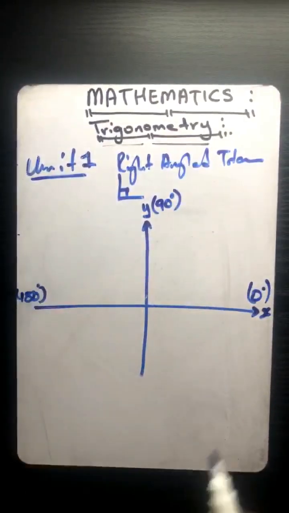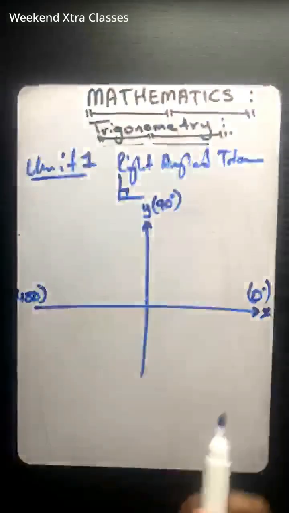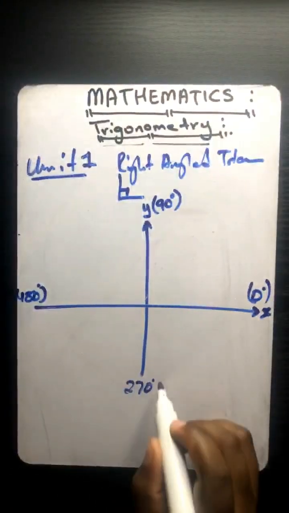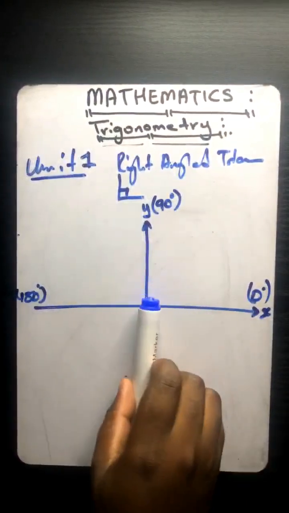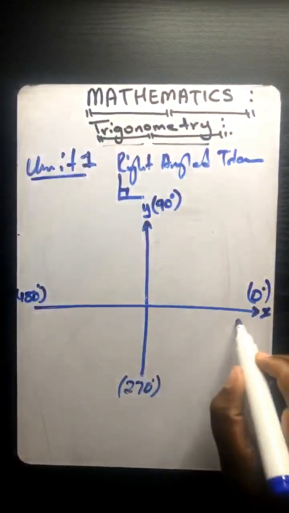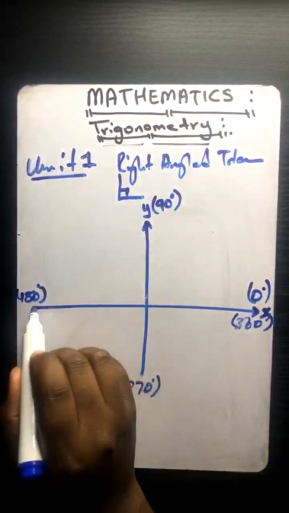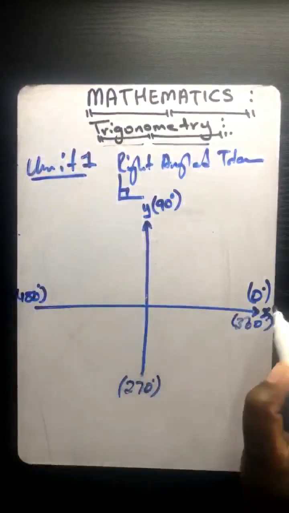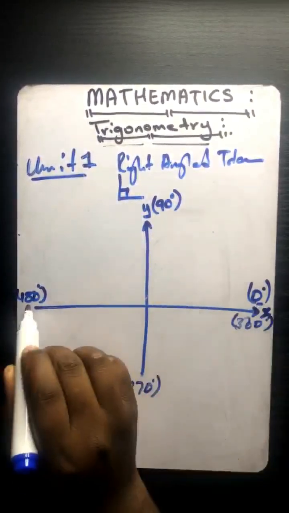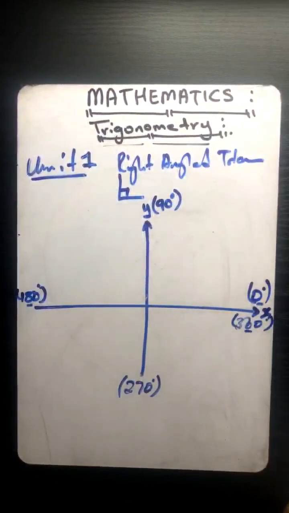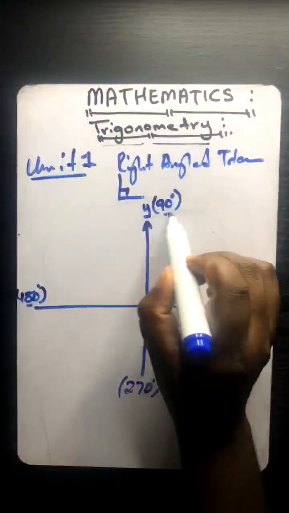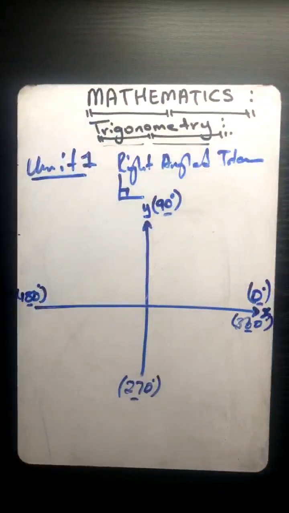Okay, let's see. From 180, 181, then we get to 270 degrees. Then 271, boom, we get to 360 degrees. So that means along this horizontal line, we have 0 degrees, 180 degrees, and 360 degrees. And then along the vertical line, we've got 90 degrees and 270 degrees. Very, very important, ladies and gentlemen.